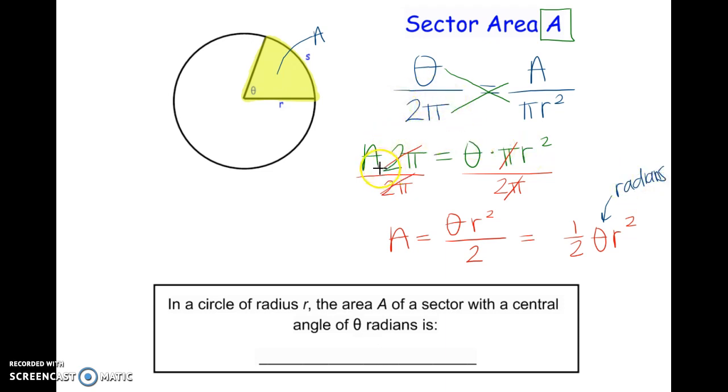So anytime that you have a problem like this, just make sure that your angle is given to you in radians. So again, our final answer is going to be theta r squared divided by 2, or 1/2 times theta times r squared, where theta is in radians.